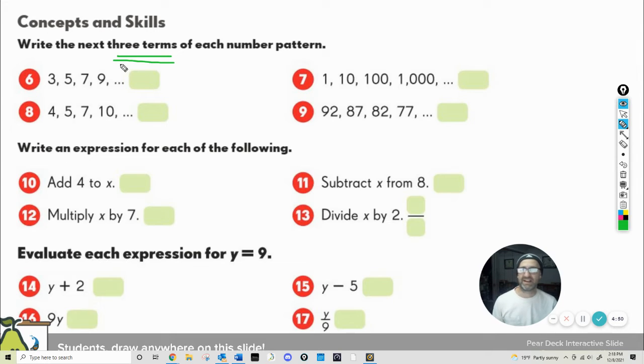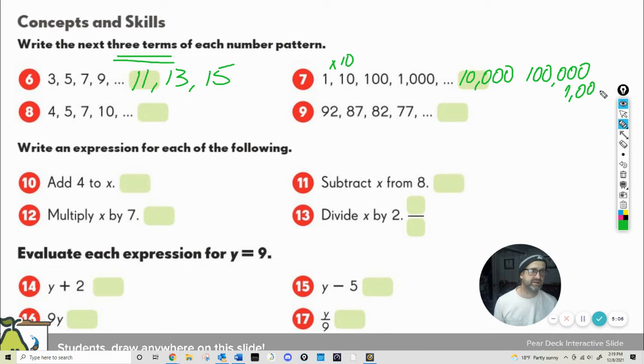3, 5, 7, 9. This looks like an odd number pattern. 11, 13, 15, sure. Here our pattern is multiplying by 10. So I'm going to go 10,000, 100,000, and 1 million.